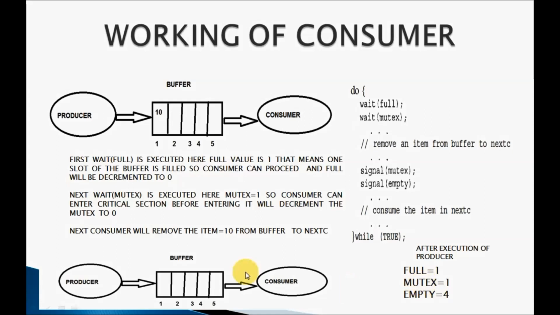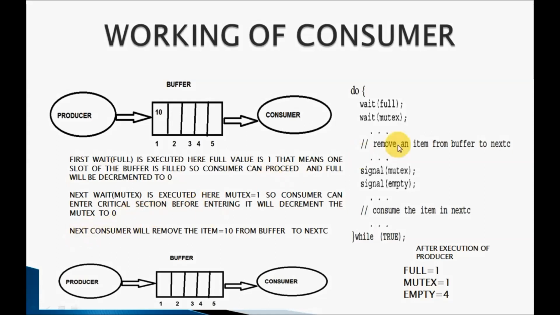Producer changed it, right? So mutex while leaving, right? So mutex value is 1. Mutex value is 1 means what? So consumer can enter into its critical section without any problem. But before entering, it will decrement the mutex to 0, because wait of mutex will decrement. So it can enter into its critical section, but before entering, it will decrement the value of mutex to 0. Right? Now, you will understand why.